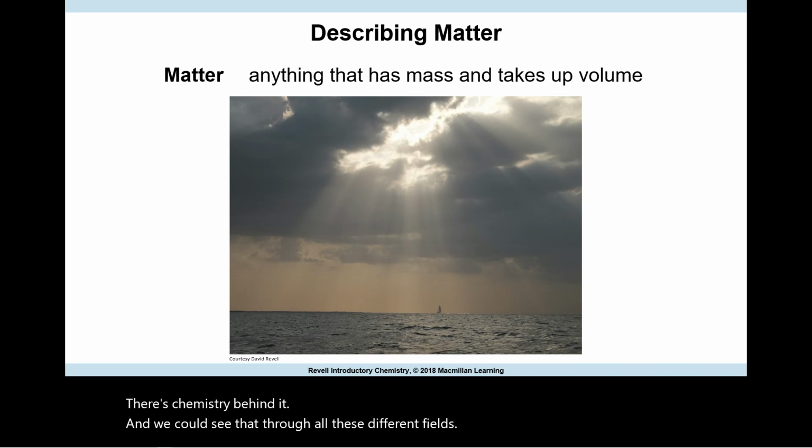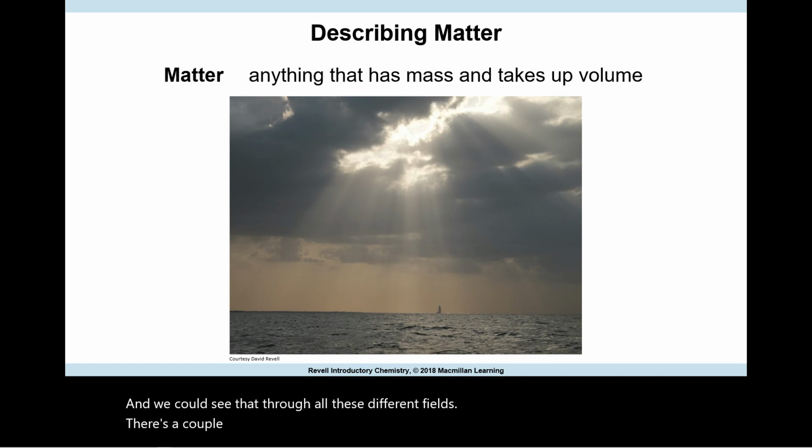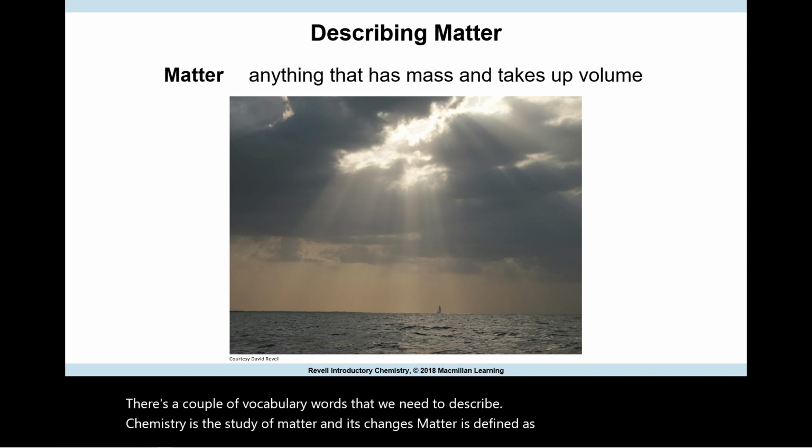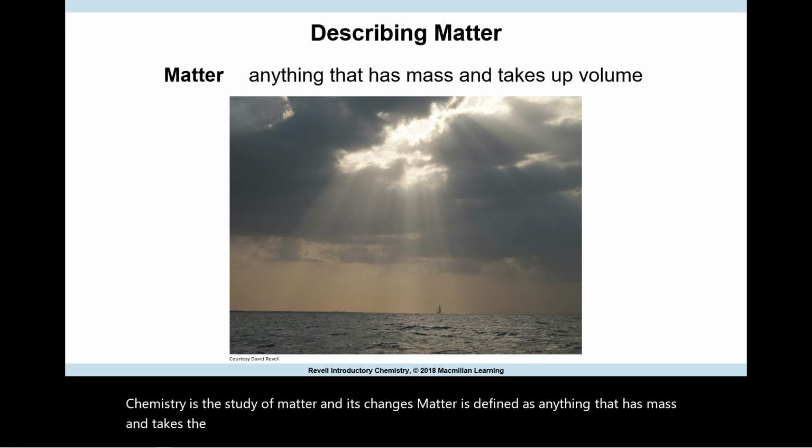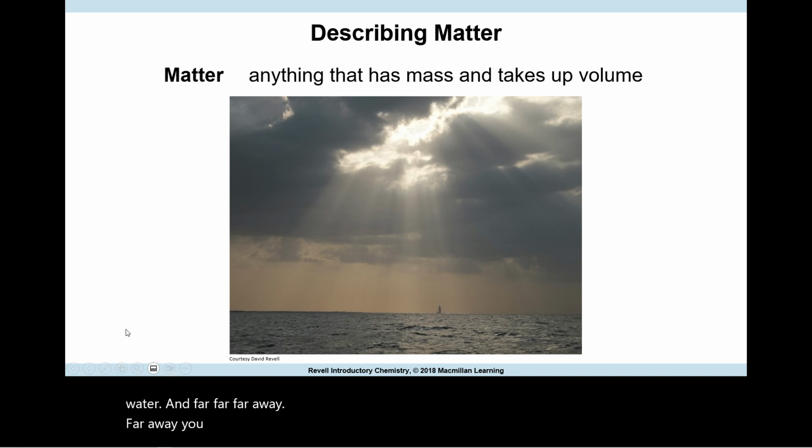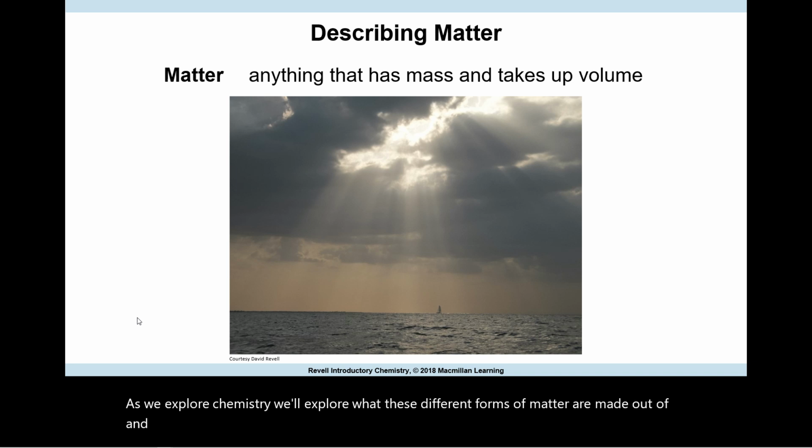Well, there's a couple vocabulary words that we need to describe. Chemistry is the study of matter and its changes. Matter is defined as anything that has mass and takes up volume. For example, in this image, we see the clouds, we see air, and you see water. And far away, you see a little sailboat. All of these are composed of matter. As we explore chemistry, we'll explore what these different forms of matter are made out of and how unique substances behave.